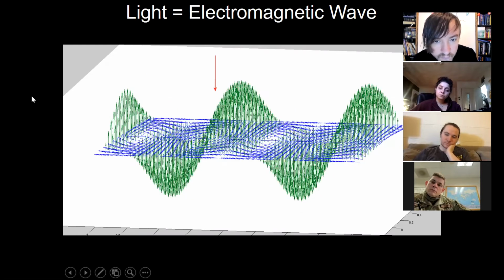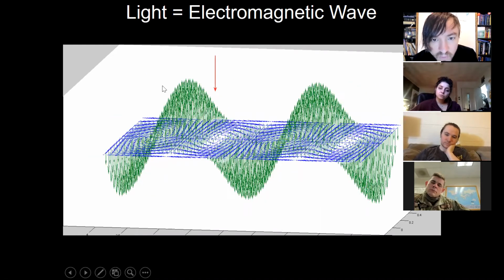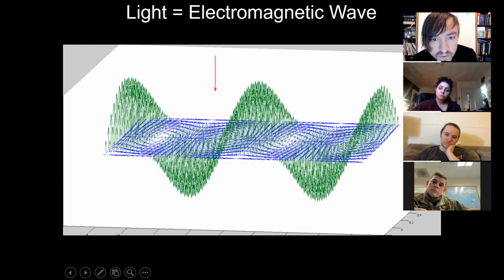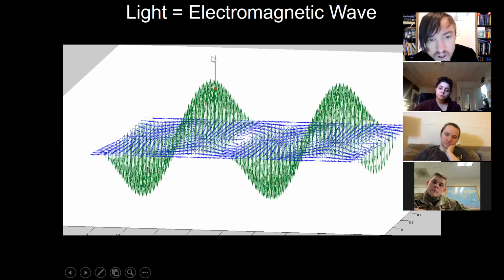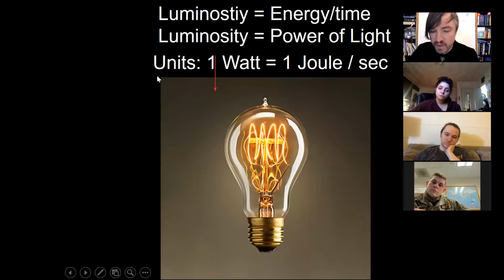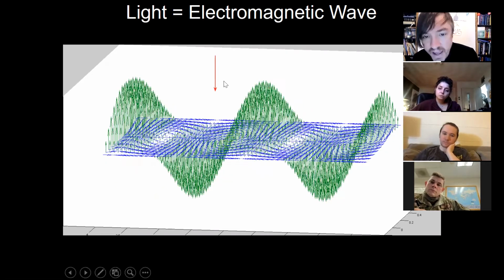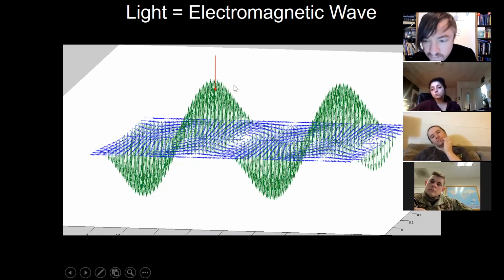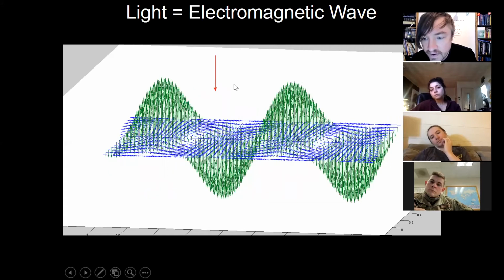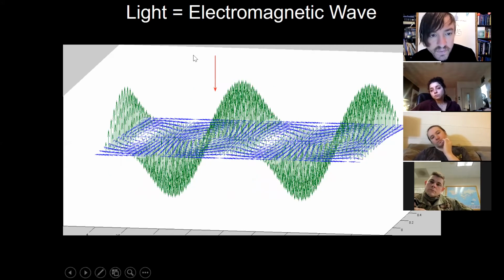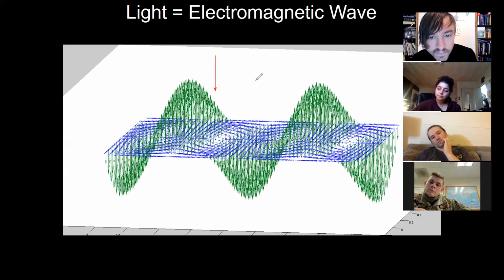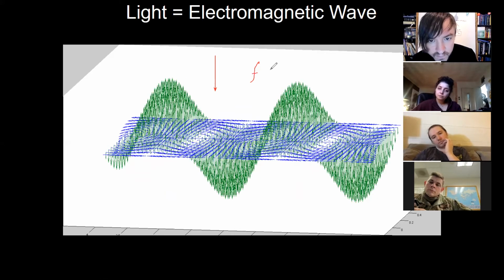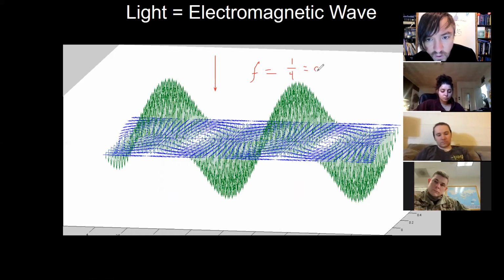1001, 1002, 1003, 1004. So approximately, the frequency of this traveling wave is one wave travels by every 4 seconds. And therefore, I would say that the frequency of this wave is one cycle every 4 seconds, or 0.25.